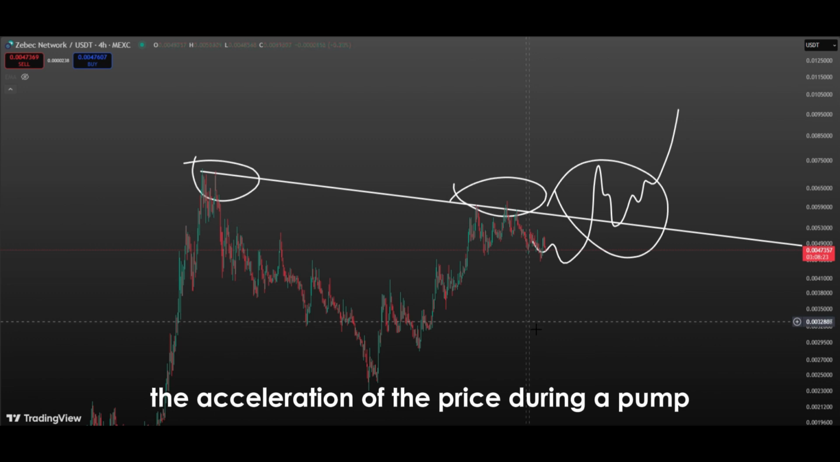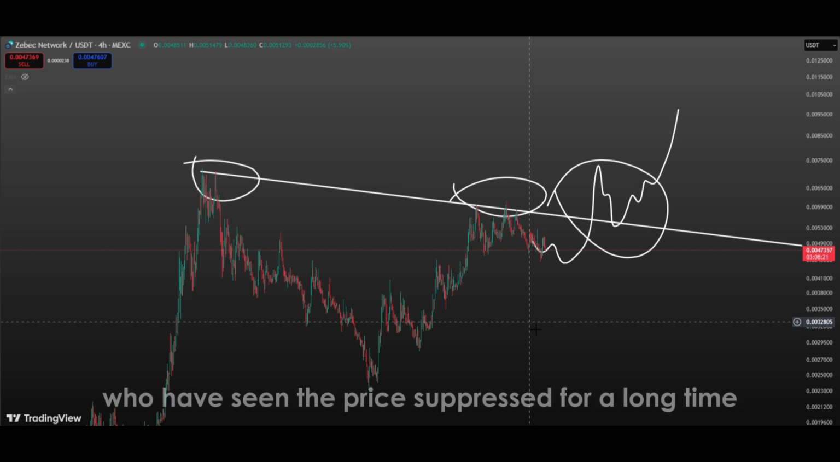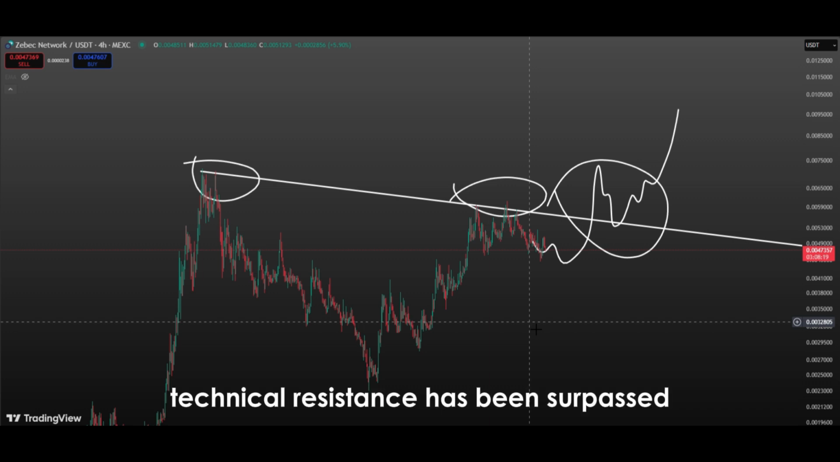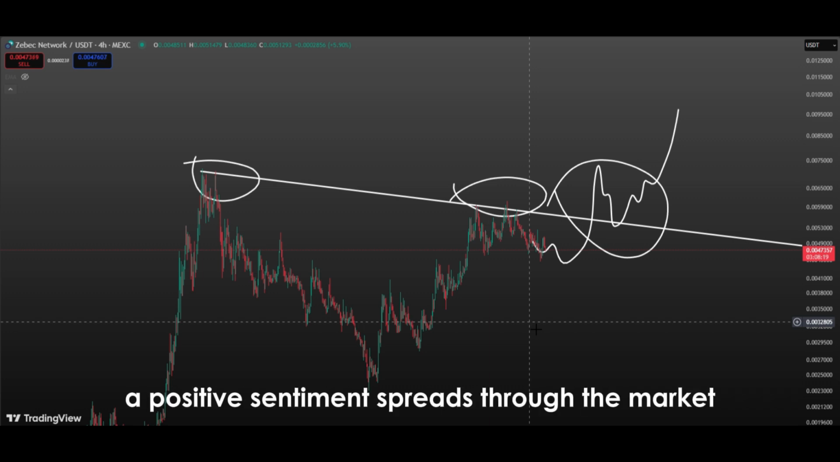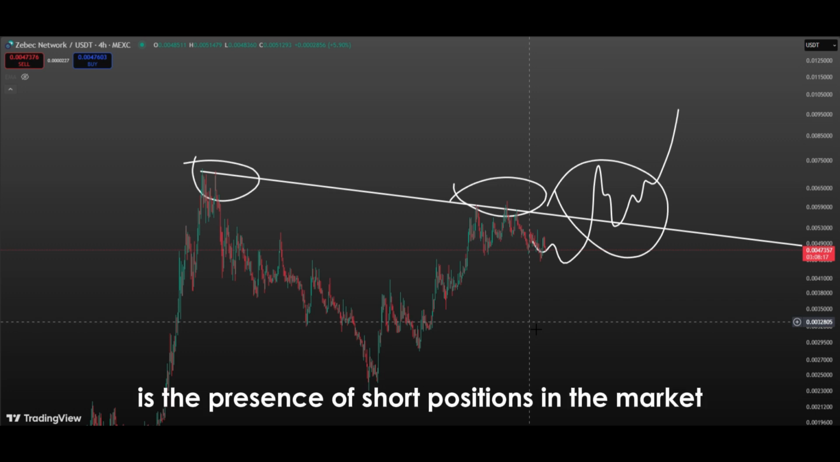The acceleration of the price during a pump is often due to a reversal of the pressure created by the previous downtrend. Investors who have seen the price suppressed for a long time start buying quickly after the breakout. Since a significant technical resistance has been surpassed, a positive sentiment spreads through the market, triggering a chain reaction of buying. Another reason for a pump after breaking a descending trend is the presence of short positions in the market.